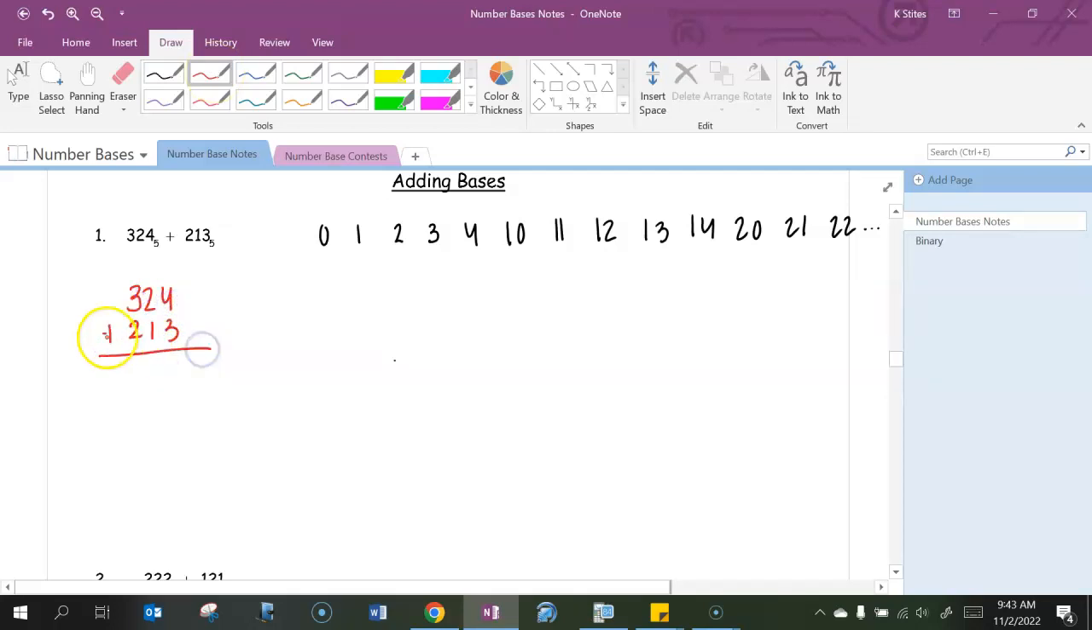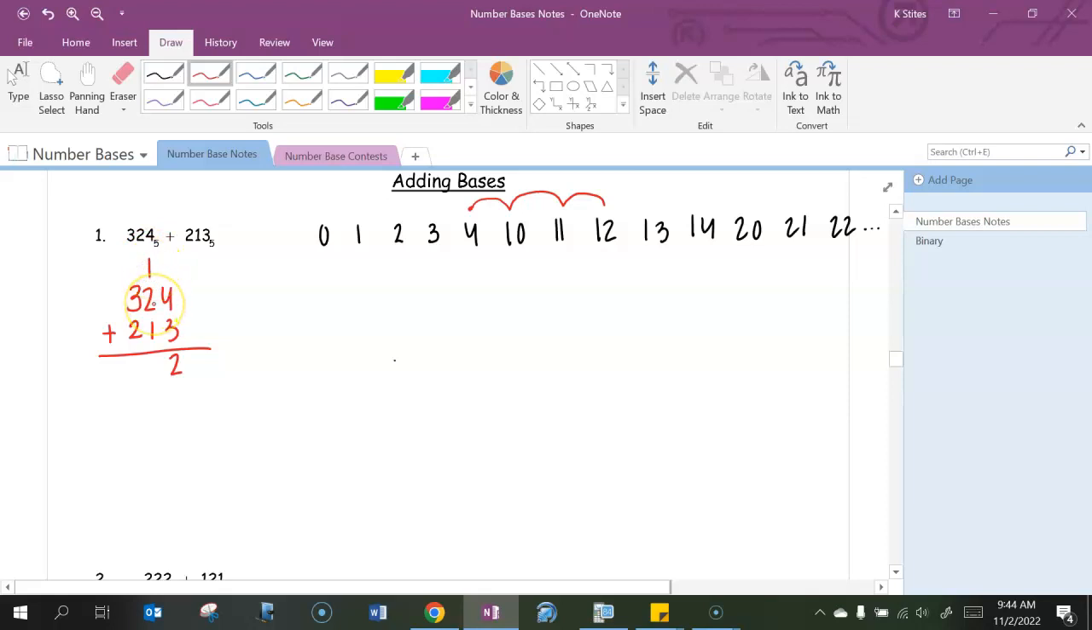All right, so first thing I'm going to do is stack these just like we did in elementary school, and I'm going to go ahead and add. So 4 plus 3 would normally be 7, but we are in base 5. So instead I'm going to help myself out here. 4 plus 3 is 1, 2, 3. 4 plus 3 is actually 1, 2, not 12. So I'm going to bring down my 2, I'm going to carry my 1, I'm going to count again.